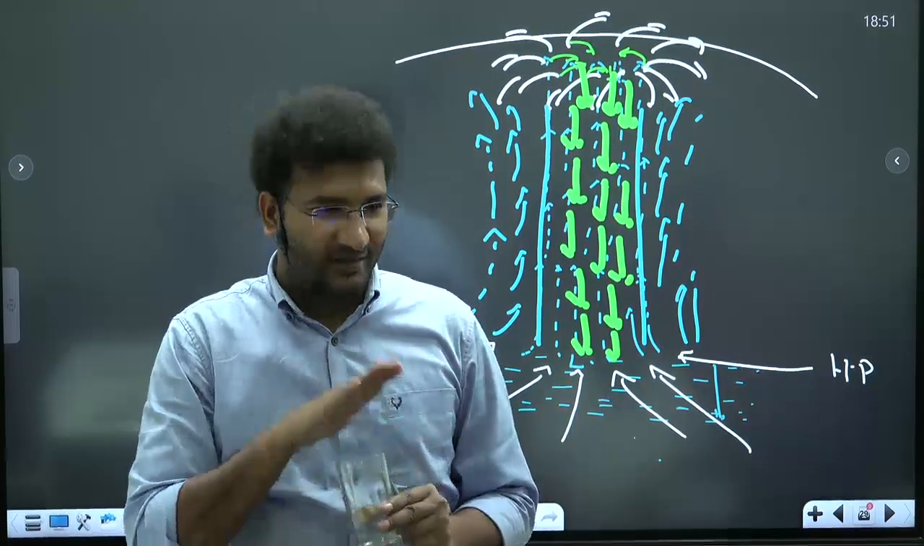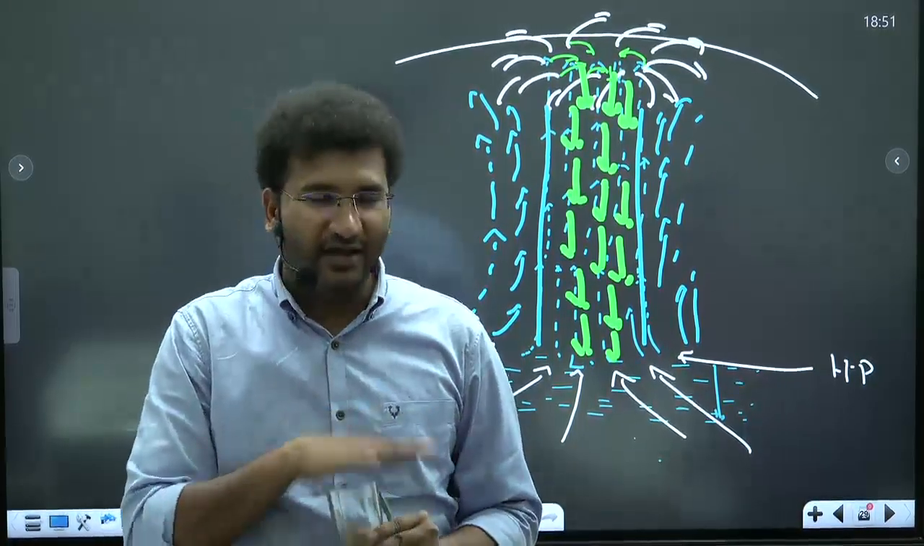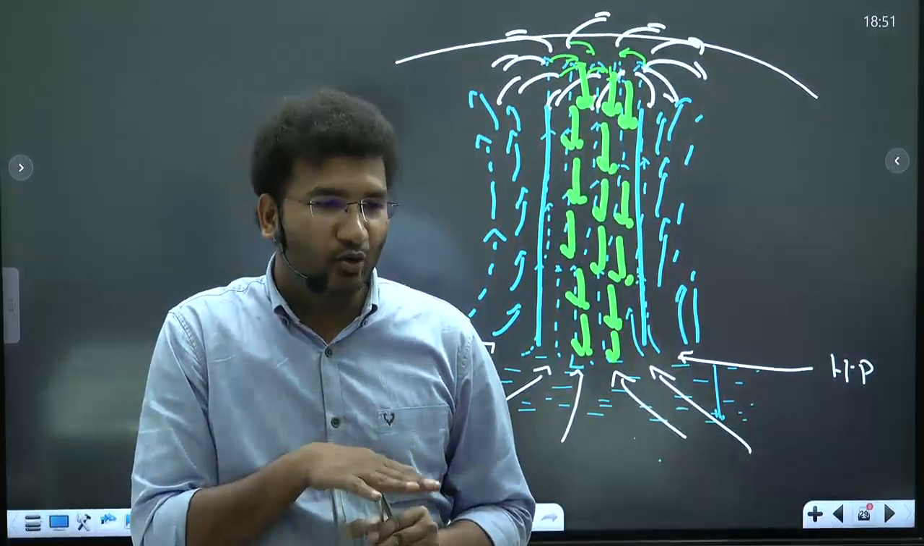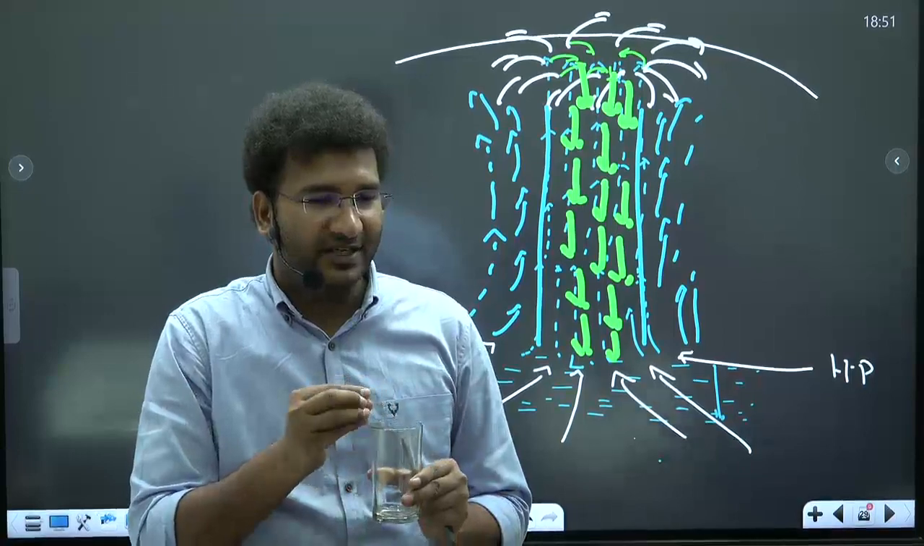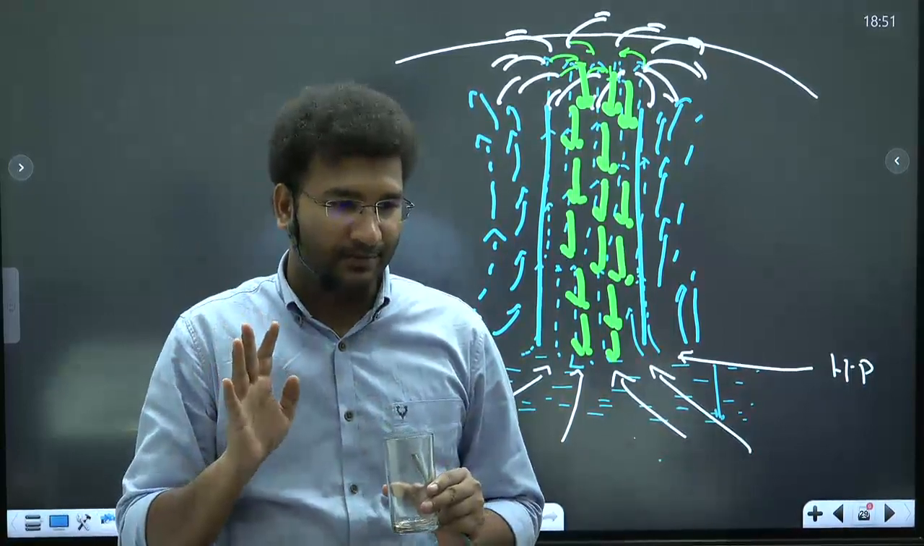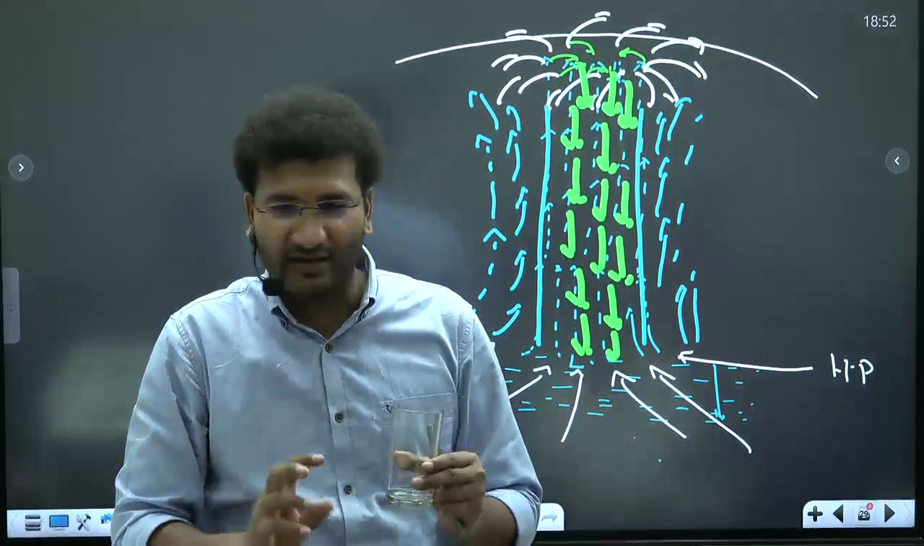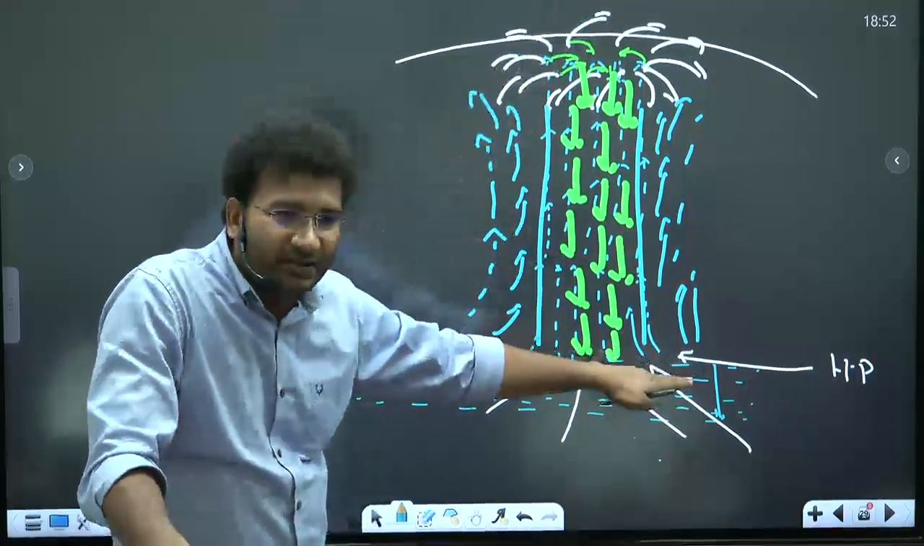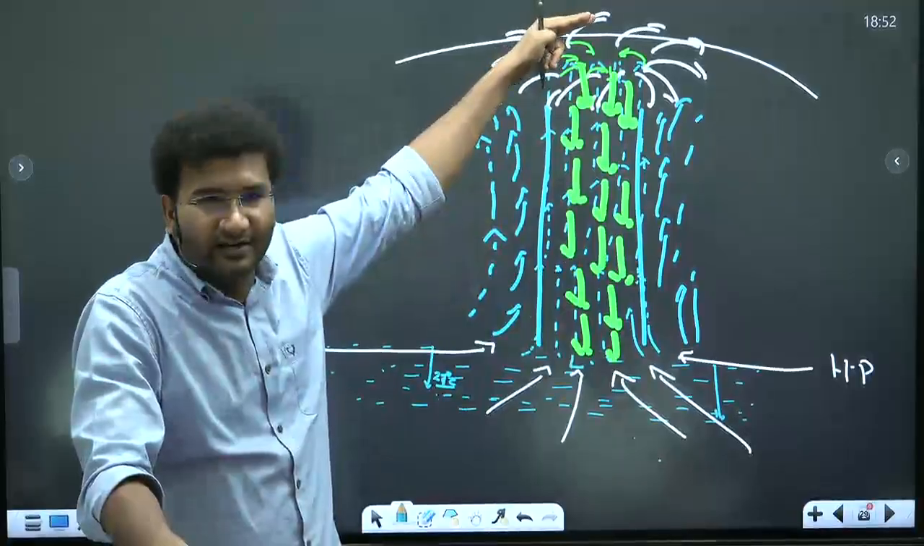ठीक है? This combination of gases cannot be cooled beyond a particular temperature. If they are getting cooled beyond a temperature, they will change their form. फॉर्म मतलब समझिए, ये गैस की तरह नहीं रहेगा, वो कुछ और बन जाता है. Now imagine this is sea level, 0 meters, this is 13 kilometers height.